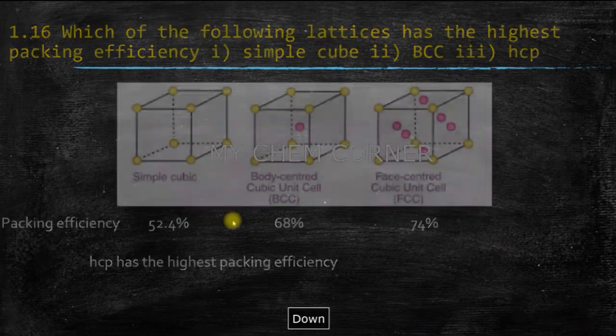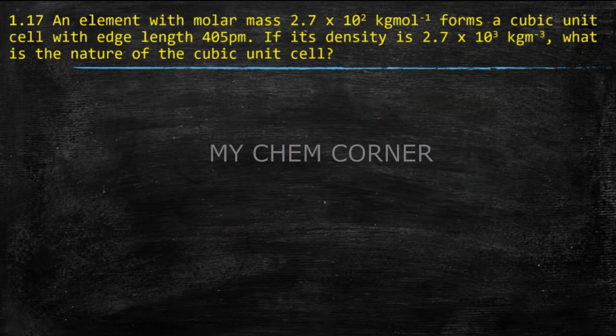Now the next question is 1.17. Here the question says an element with molar mass 2.7 × 10⁻² kg per mole forms a cubic unit cell with edge length 405 picometer. If its density is 2.7 × 10⁻³ kg per meter cube, what is the nature of the cubic unit cell?